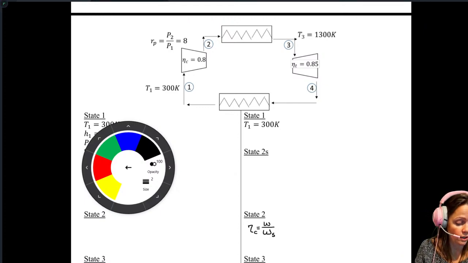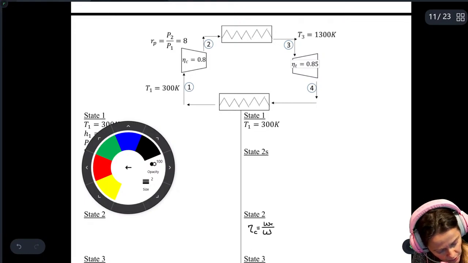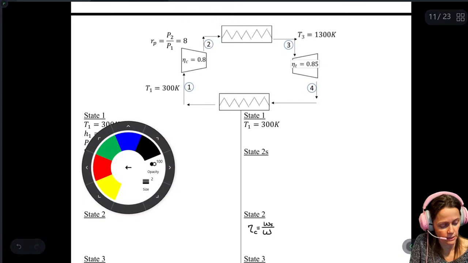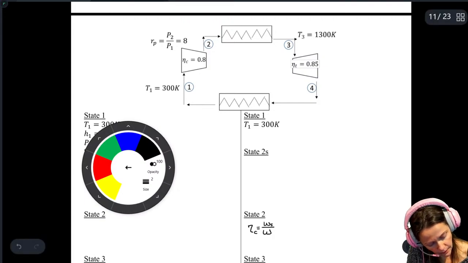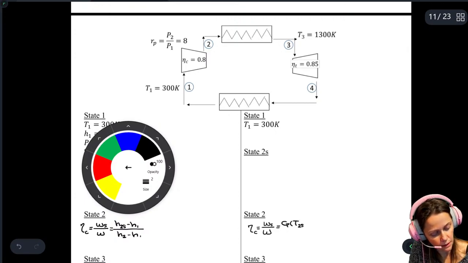Ideally, we get a lot of work, ideally we don't have to put in a lot of work to that compression process. So he's going to be on the top. I'm going to put this guy over here because it really is in terms of h2s minus h1 over h2 minus h1, but of course we could put those in terms of T2s and T1 and Cp times T2 and T1.